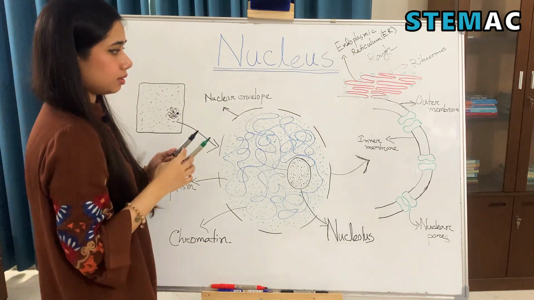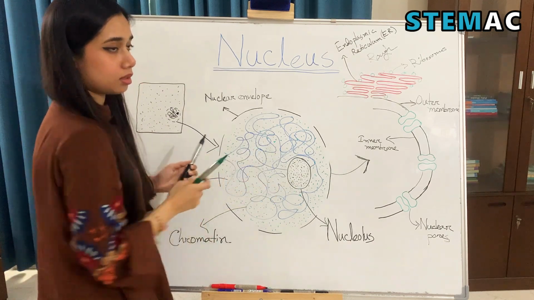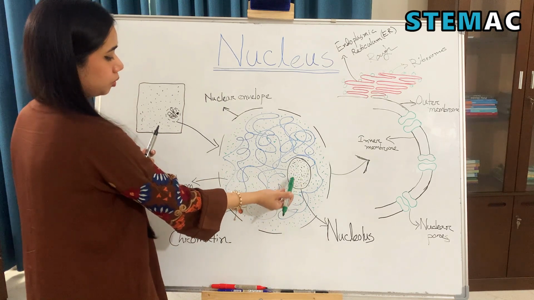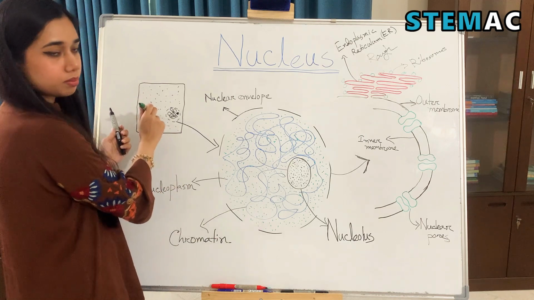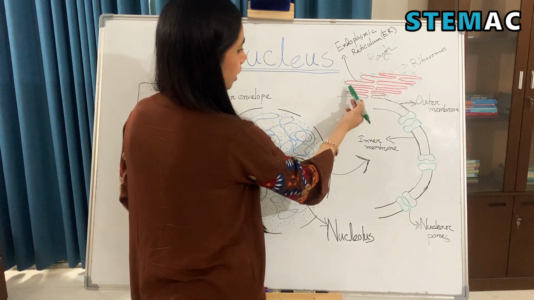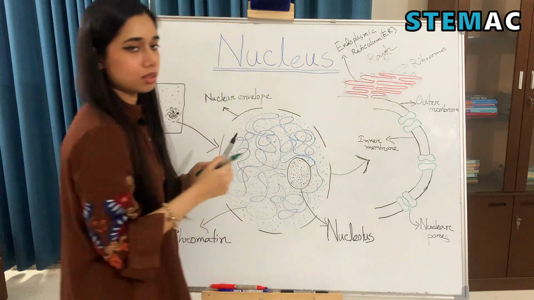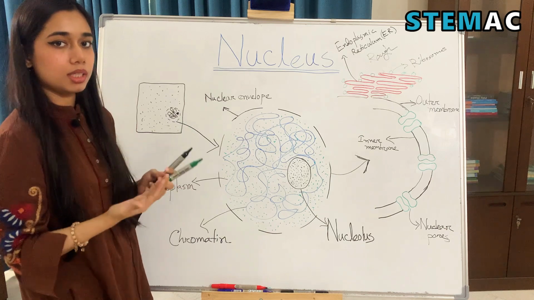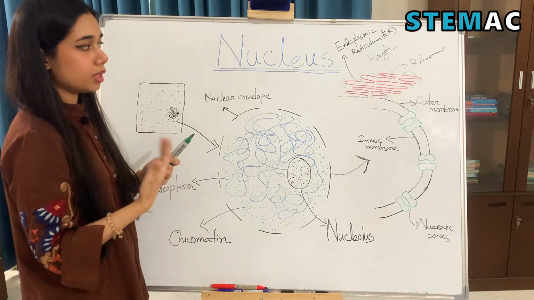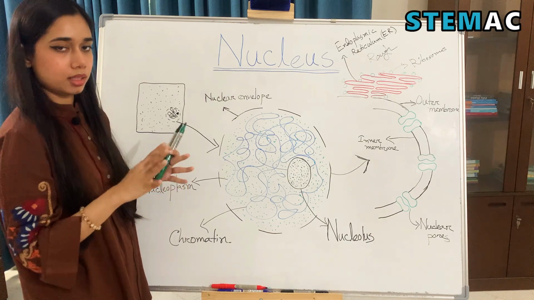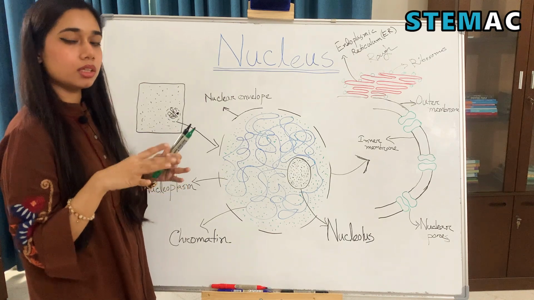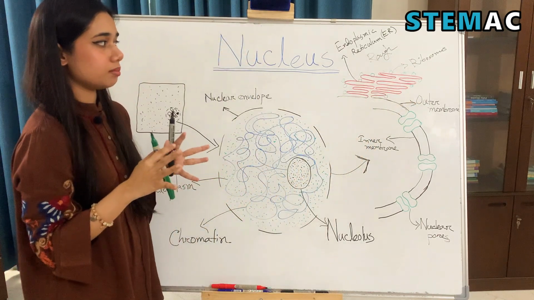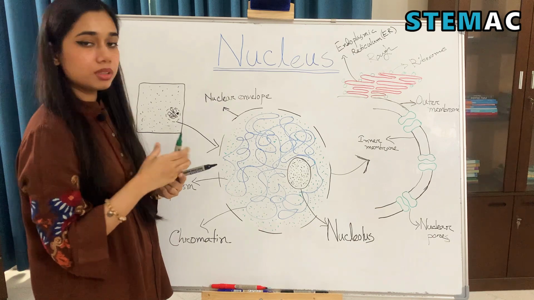Now, earlier we said that the nucleolus is responsible for forming ribosomes, right? These ribosomes can either move out of the nucleus and go to the cytoplasm, or they can go and attach themselves to the endoplasmic reticulum. So, when there are ribosomes attached to the endoplasmic reticulum, we call it the rough endoplasmic reticulum, and when there are no ribosomes present on the endoplasmic reticulum, we call it smooth endoplasmic reticulum. Ribosomes have a very cool feature, and we will see why.